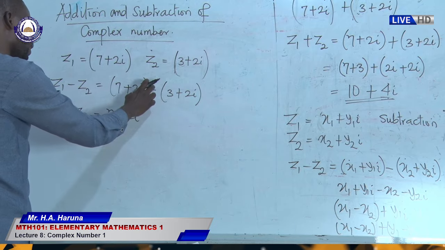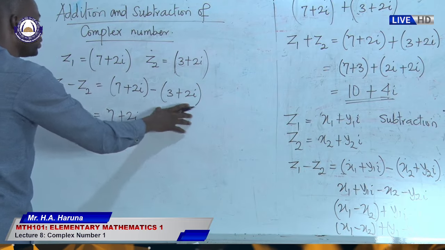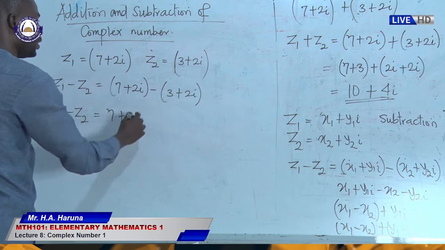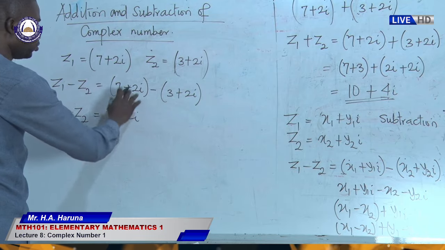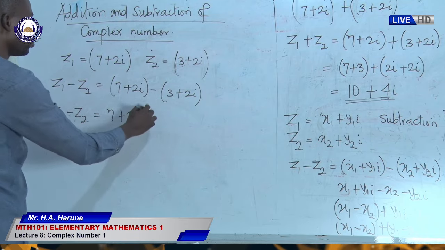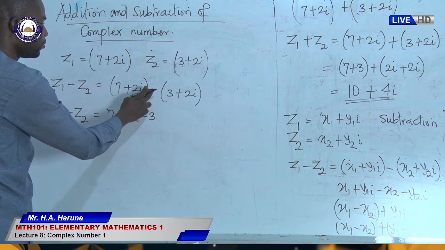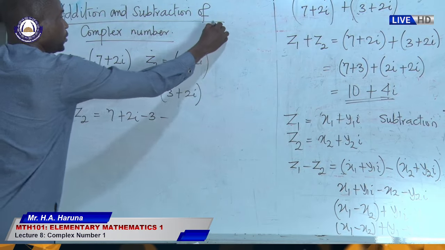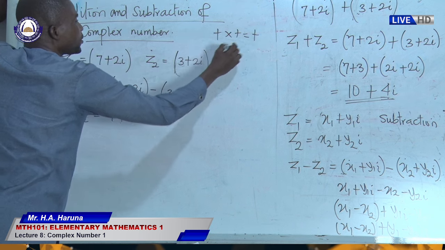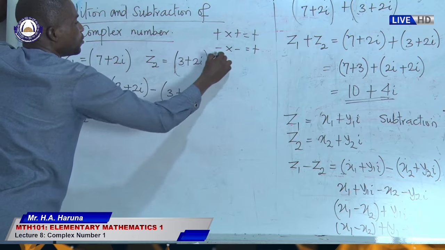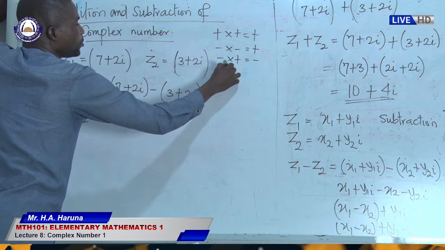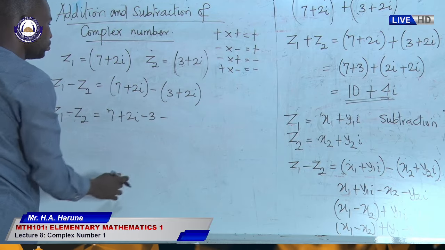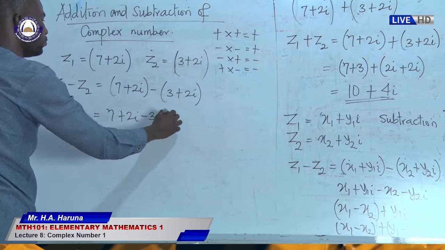I would like you to be careful when you are doing this. This negative is very sensitive because it's operating with this bracket. Hence, you need to open it up very well before you collect the like terms. So you have minus 3, because negative multiplying addition will give you negative. From your experience, plus times plus is plus, minus times minus is plus, minus times plus is minus, plus times minus is minus. You need to be very careful. This should be readily with you. And then negative multiplied by addition, you have your negative 2i.